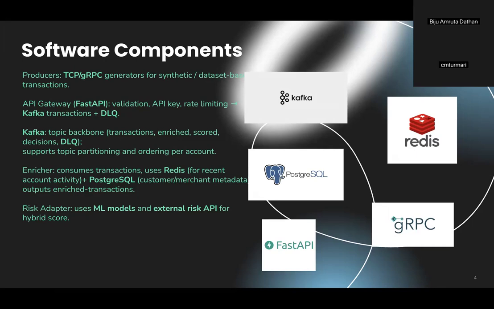Then we have Kafka as the main backbone with topics for transactions, enriched, score, decisions, and DLQ. We keep partitioning and per account ordering so the same card's events are processed in order. The enricher consumes transactions, looks at recent activity in Redis and customer or merchant metadata in PostgreSQL, and outputs enriched transactions. The risk adapter loads our ML models and optionally an external risk API to compute one combined hybrid score.